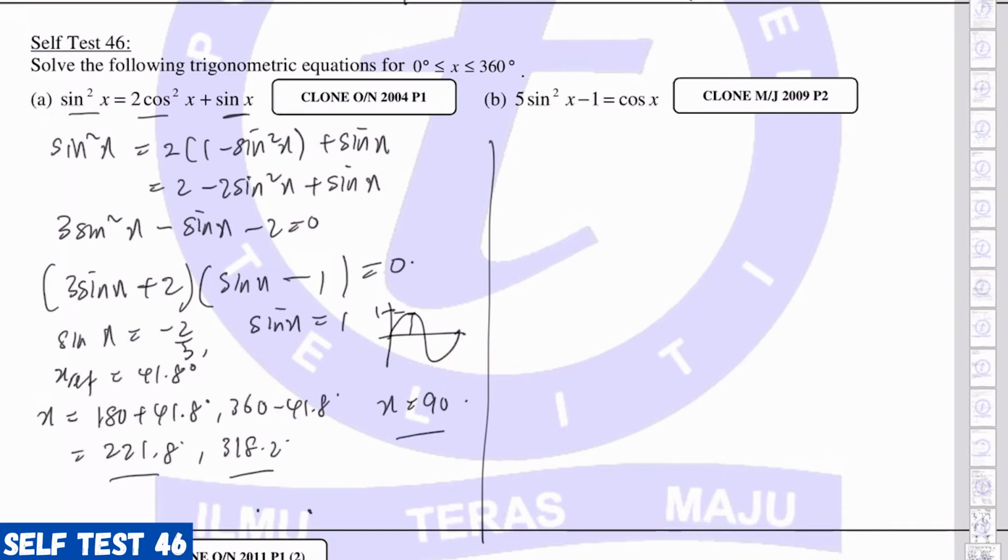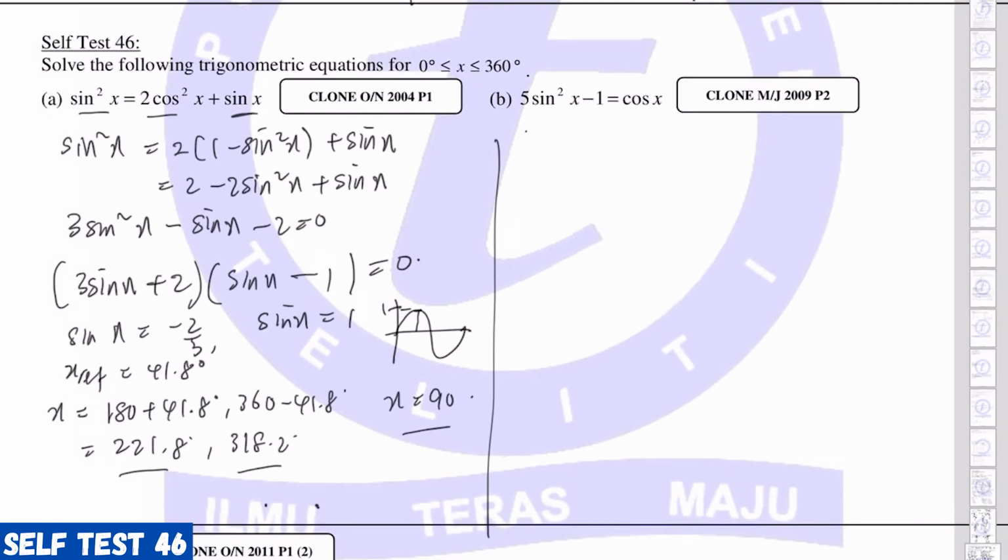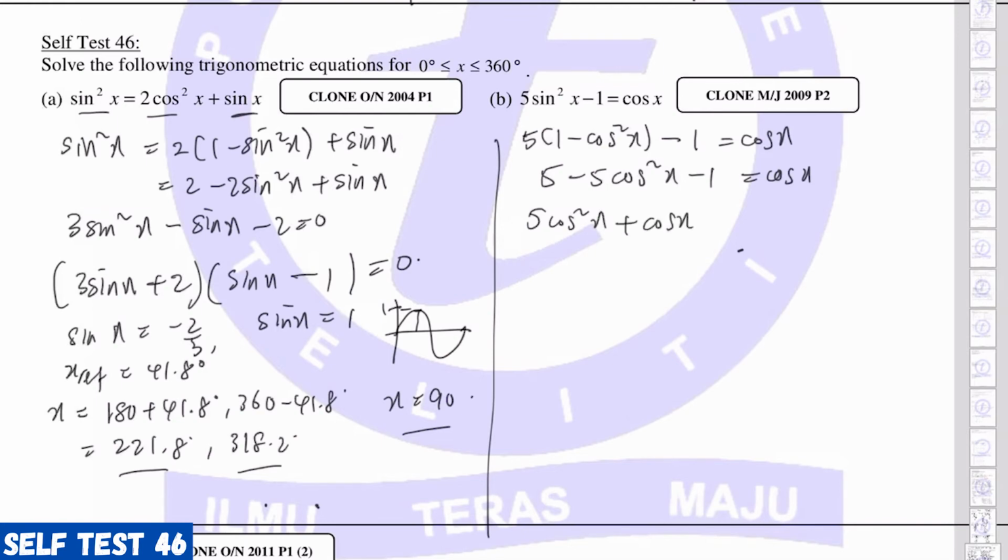Okay, for the second one, I think it's easier because there's only one term with square. In this case, it's sine. We change it to what? 1 minus cos square. Yeah? Okay? Sorry. There's a minus 1 here. This is minus 1 equals to cos x. Then you expand this: 5 minus 5 cos square x minus 1 equals to cos x. Rearrange it. When I rearrange, I get 5 cos square x plus cos x. This is positive 4. Bring over negative 4.